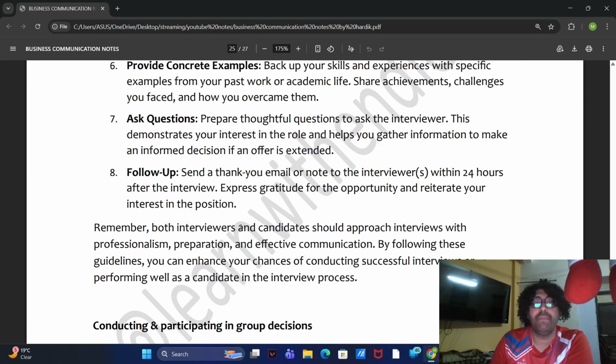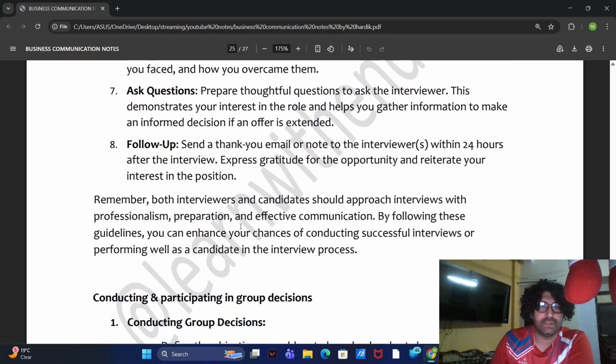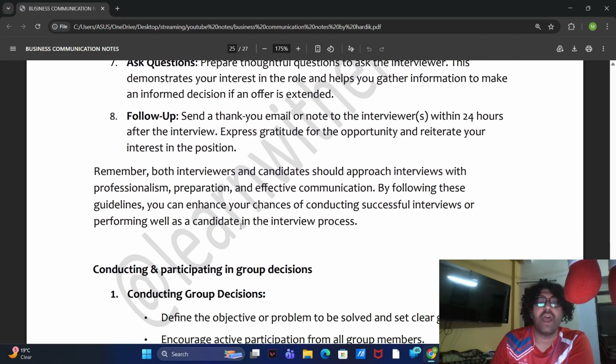Ask questions. Prepare thoughtful questions to ask the interviewer. This demonstrates your interest in the role and helps you gather information to make an informed decision. If an offer is extended, follow up. Send a thank you email or note to the interviewer or interviewers within 24 hours after the interview, expressing gratitude for the opportunity of the interview and reiterate your interest in the position.